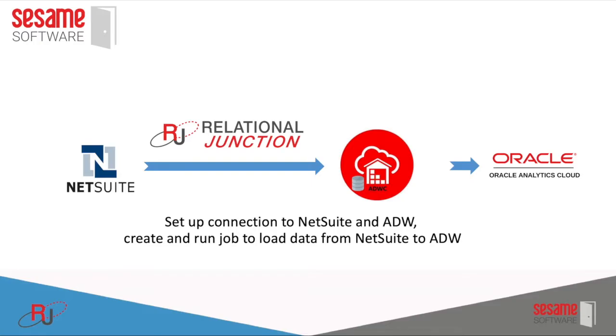Here's the flow diagram. First, we need to install Relational Junction software. Inside it, we set up connections to NetSuite and ADW. Then, we can create and run data loading jobs using NetSuite as the source and ADW as the target. Once the job is finished, we will be able to use the Oracle Analytics Cloud to create visualizations using NetSuite data sitting inside of ADW.